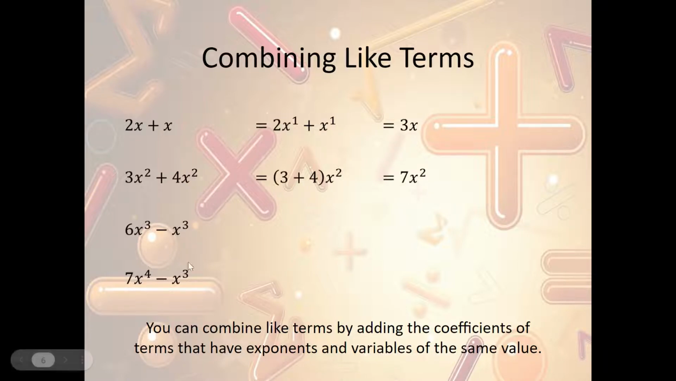We can do it with subtraction as well. So we have 6x cubed minus x cubed. Well, again, same variable, same power. So now we can go ahead and subtract. So 6 minus 1 is 5x cubed. Now we have 7x to the fourth minus x cubed. Well, again, same variable, but this time they do not have the same power, so we cannot combine them. It just stays 7x to the fourth minus x cubed.